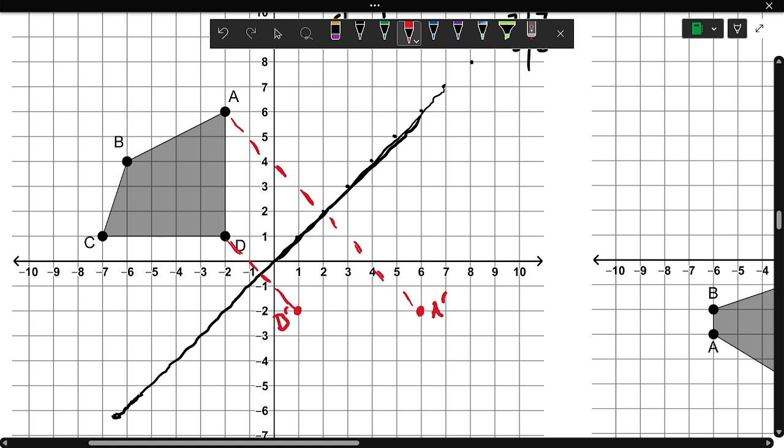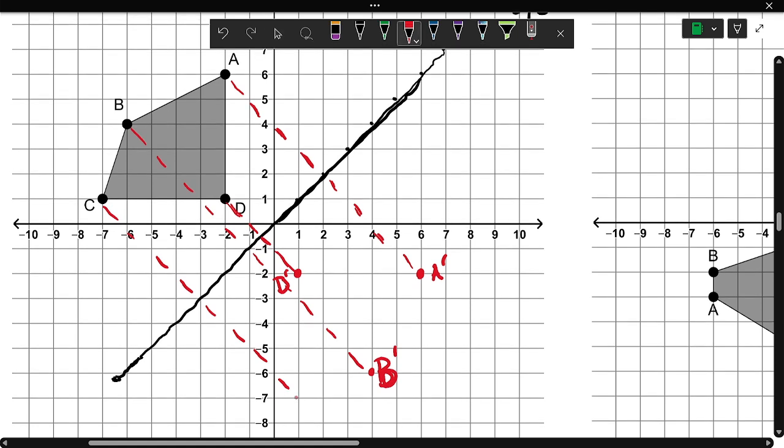There's D prime. B, 1, 2, 3, 4, 5. So I'm going to keep counting. 1, 2, 3, 4, 5. This is going to be the location of B prime rather. B prime. And then the last one is this C. 1, 2, 3, 4. 1, 2, 3, 4. So C should land right here. And there's C prime.